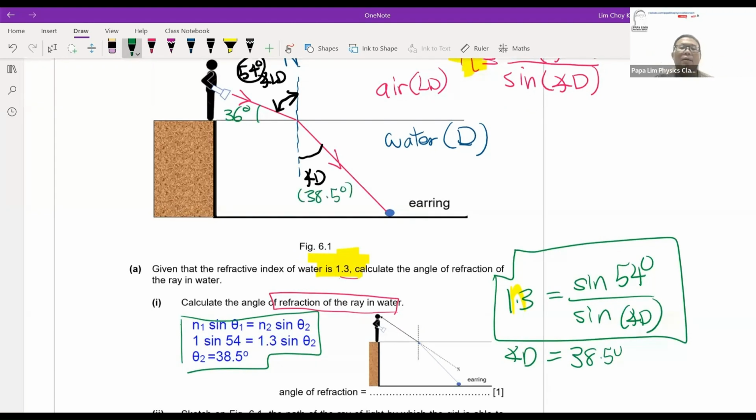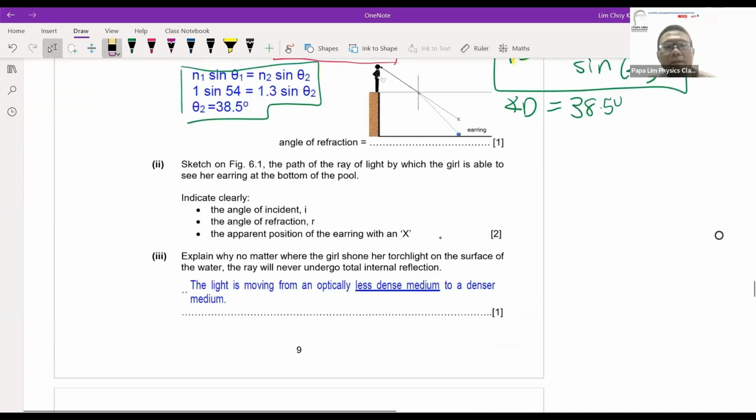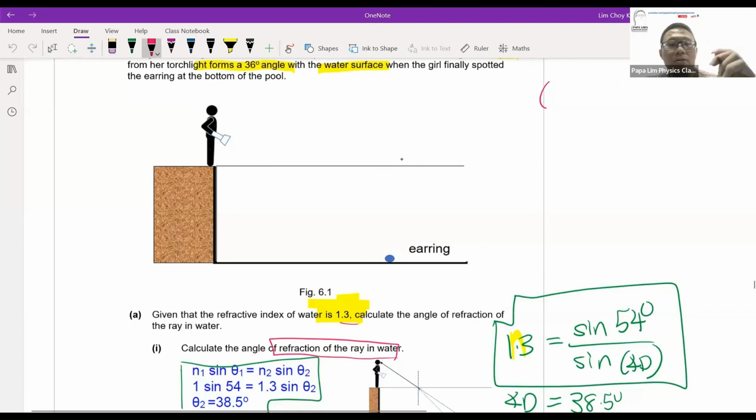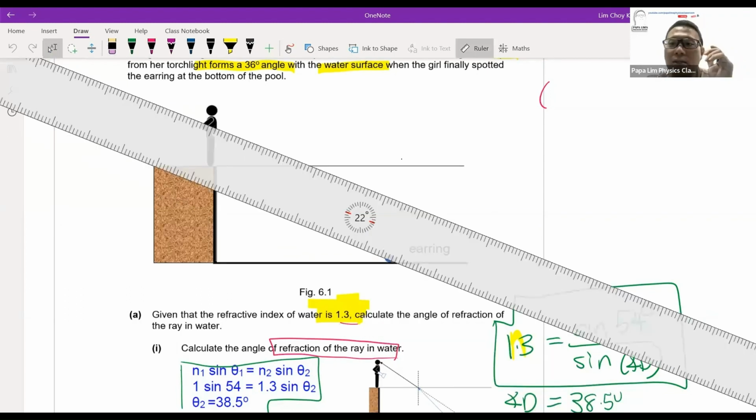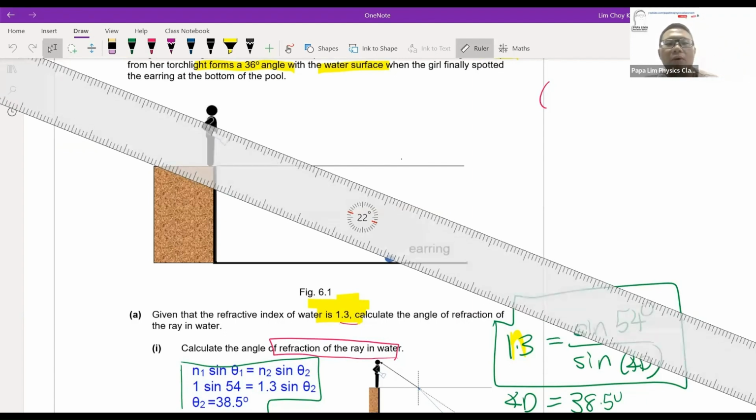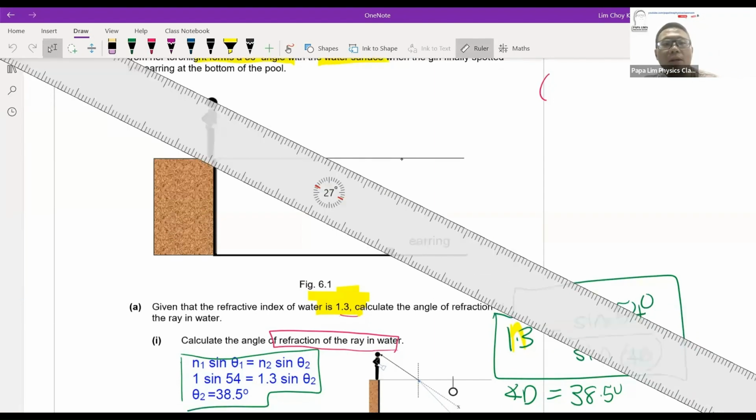Quite easily done. Part B tells us to draw the light ray so that the girl will be able to see the earring. Let's say my eye will actually want to see the image. The assumption that my eye will make is that the light ray comes from the image itself. I will be able to see the object, and light rays travel in a straight line. From my experience, your eye will assume the light ray travels in a straight line.